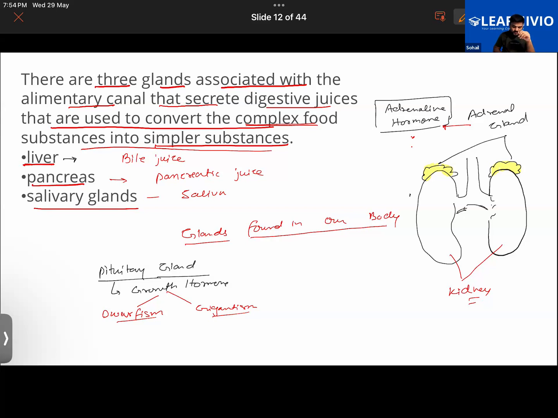In those people where growth hormone is not secreted in sufficient amount, they will be dwarf. Dwarfism is also a genetic cause. If the parents are dwarf, the child is also going to be dwarf. So it is inherited from the parents also. Keep that in mind.